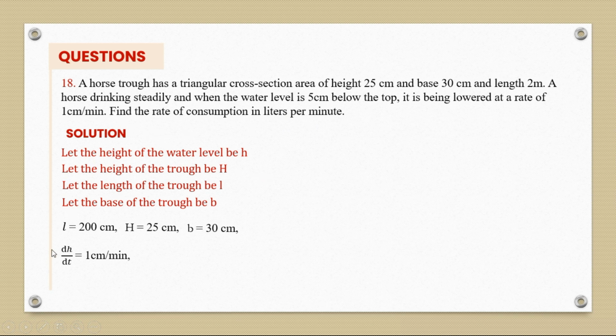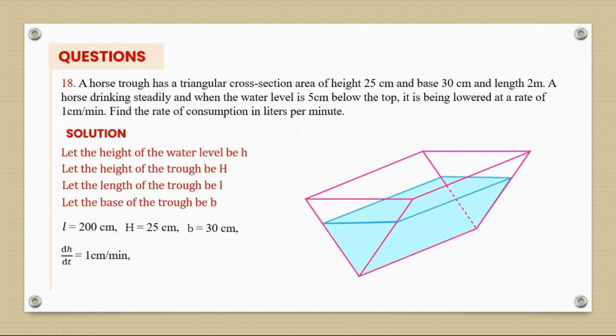And then we've been told that the rate of consumption is 1 centimeter per minute. So that means dh/dt, the rate at which the water level is lowering, is 1 centimeter per minute. So this is what we have. You're sketching the horse trough here, and this is it with a triangular cross-section. So let's label it. We're going to divide this like that. So this is a rectangle, and then we can see that the base is 30 centimeters.